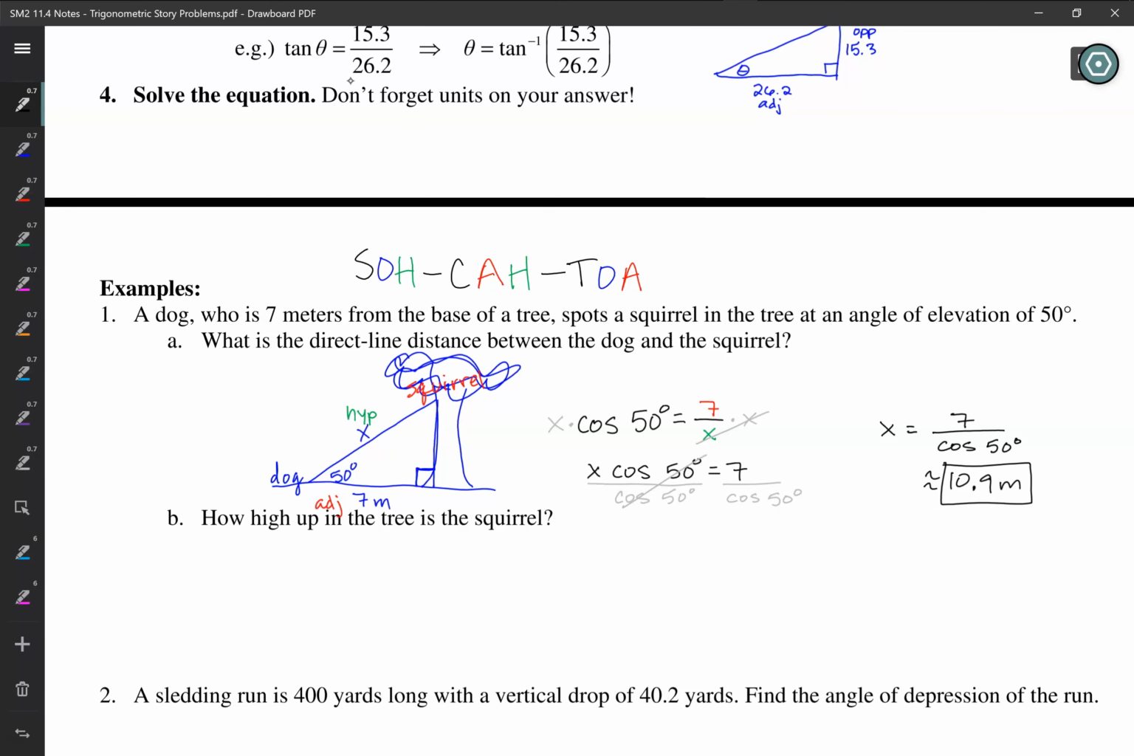Now the next question asks me, how high up in the tree is the squirrel? So I've got the same diagram here. I've got my dog, I've got my lovely tree.